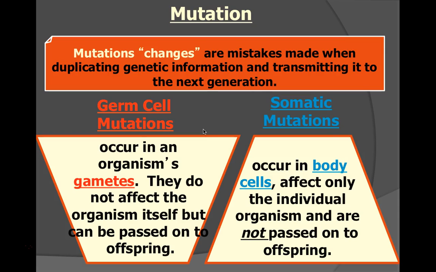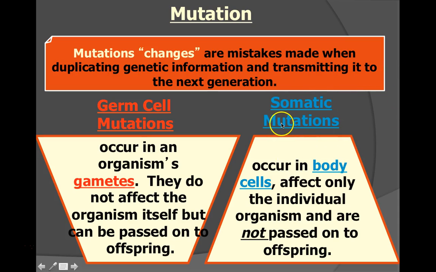The other type of mutations are called somatic mutations. As we all know, somatic cells are body cells, and these are mutations that happen in body cells. Because they don't get passed down to the next generation, these mutations stay with that particular individual and do not get passed down to anyone else in the next generation. They just stay with that particular individual.